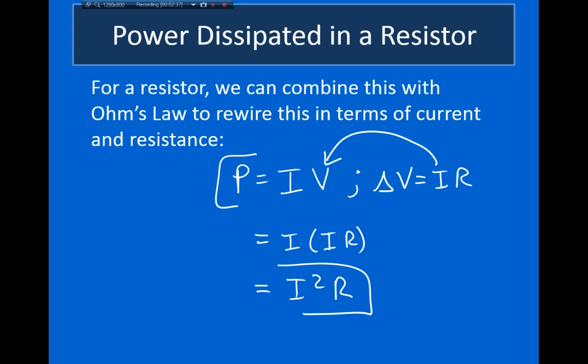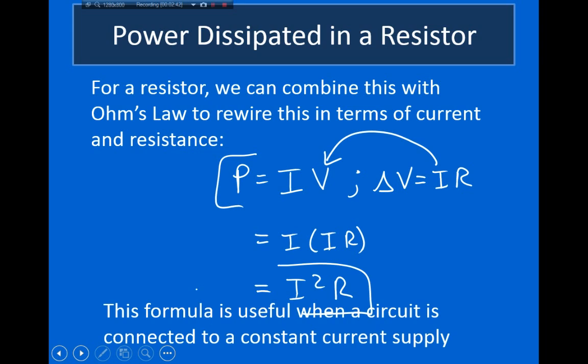And this is a very useful formula which we use whenever we have a fixed current. So for example, if you have a device where you have a knob that you can control the current that's flowing through a resistor, this formula will tell you the power that's being lost in that resistor. Or if you're working through a homework problem and you're given the current, you can use this formula to calculate the power being lost in a resistor.